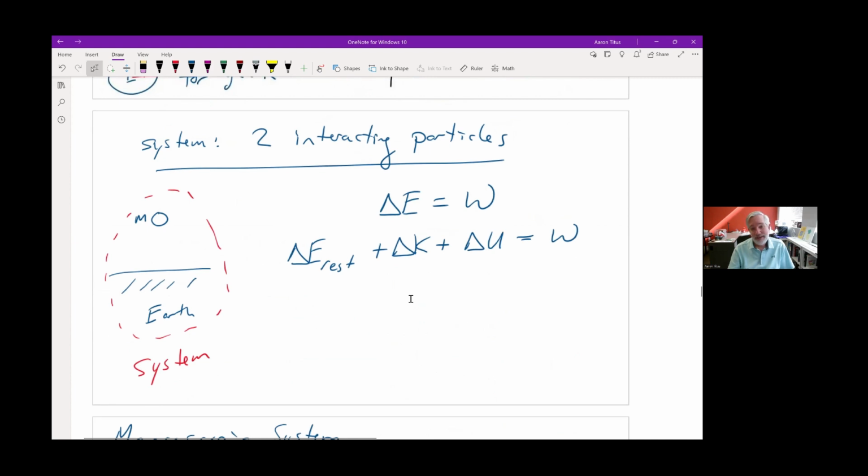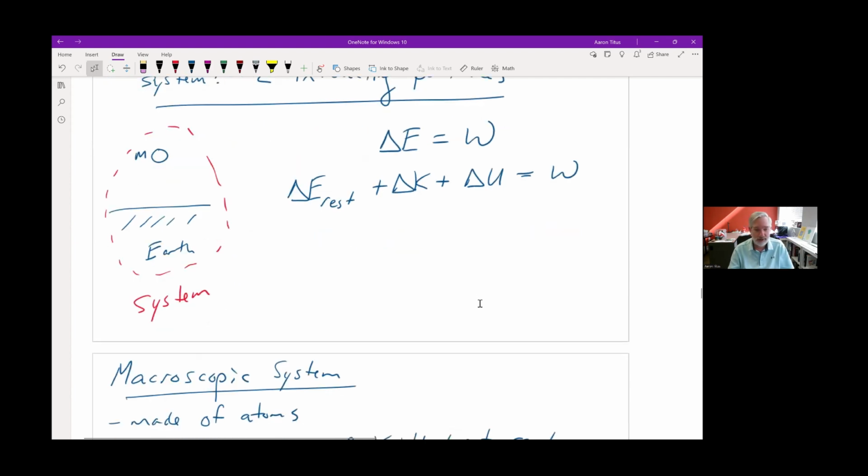And so, if you have a system of two interacting particles, you just have another term, a change in potential energy. But again, defining your system, if we have a ball and Earth, the system is the ball and Earth together.